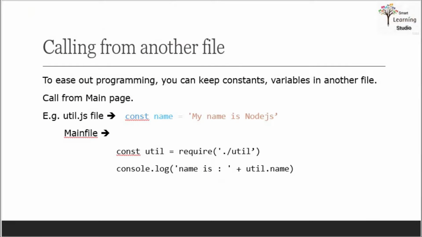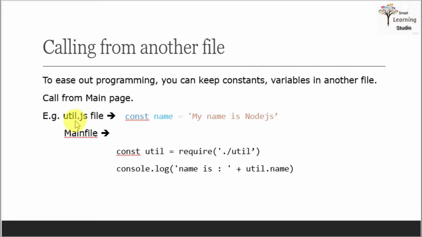Calling from another file. So why do we create another file and call anything, whether it is a function or any variable, from another file? To ease out programming, you can keep constant variables in another file. So let us try to understand this with a simple example.